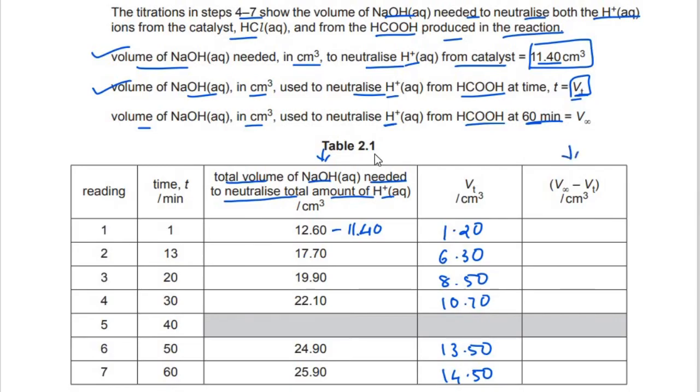Now the second column in the table is V alpha minus Vt. What is V alpha? That is the volume of NaOH needed to neutralize the hydrogen ion at 60 minutes. The volume for methanoic acid at 60 minutes is 14.50, so that is V alpha. Now we have to subtract, V alpha minus Vt in centimeter cube. So the first will be 14.50 minus 1.20. That is what we are going to do for the last column, and it will be done for all the readings. I have completed the last column by subtracting each of the values from 14.50, that is the V alpha value, which is Vt at 60 minutes. So now our table is completed.